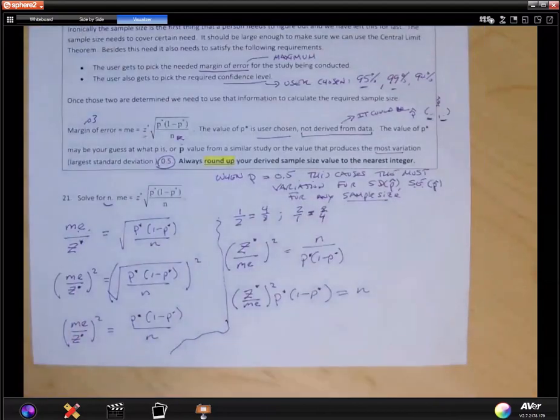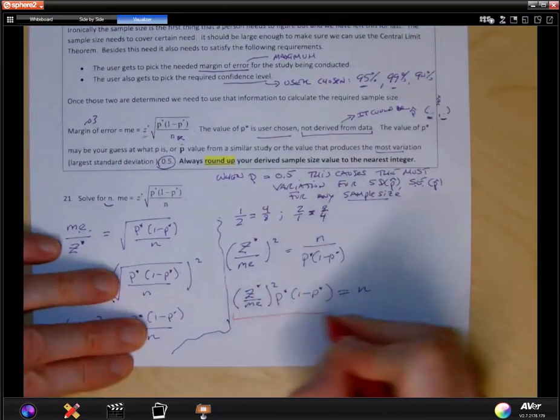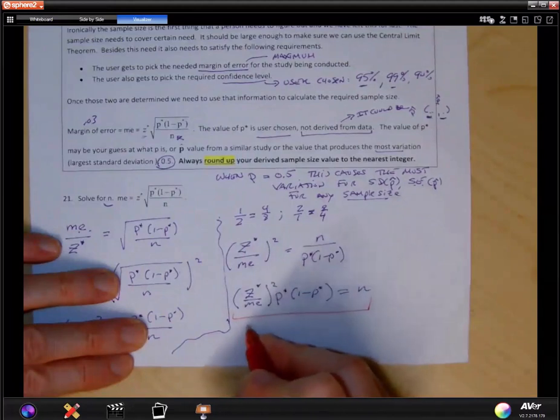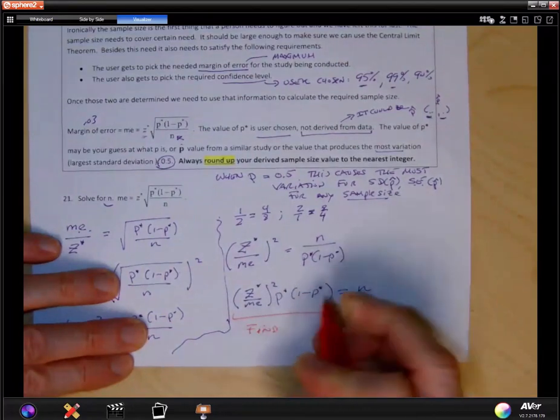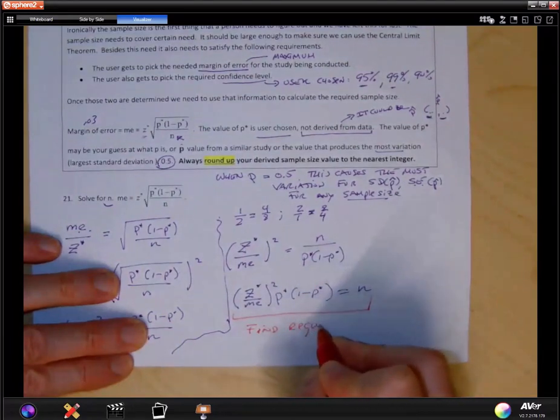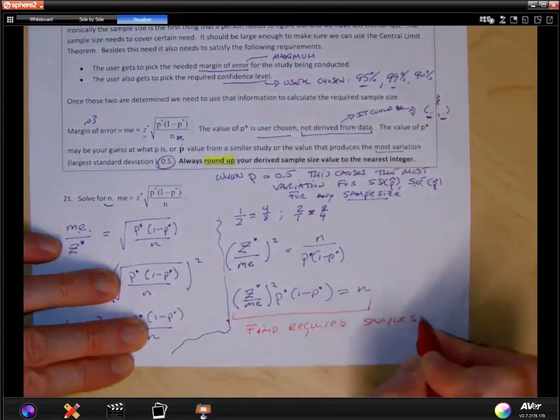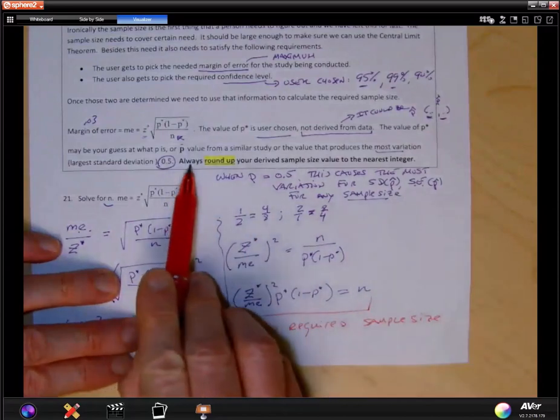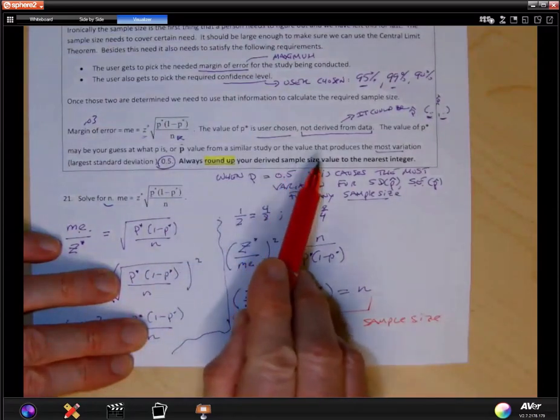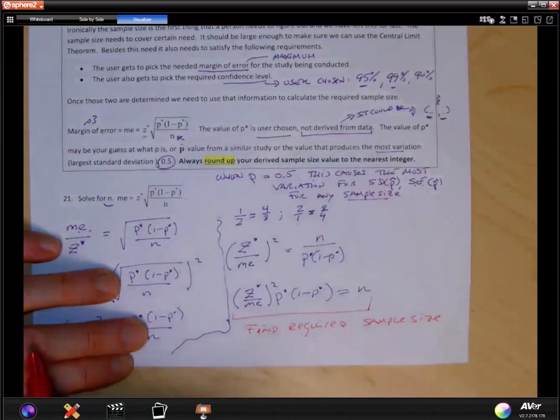And there's my formula. This is the formula to find the required sample size. And note the following: always round up your derived sample size value to the nearest integer. So you're always going to round up.